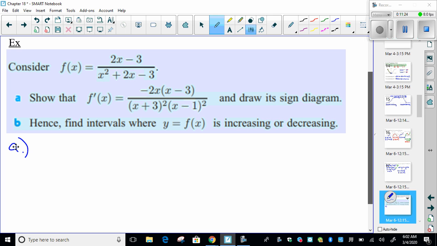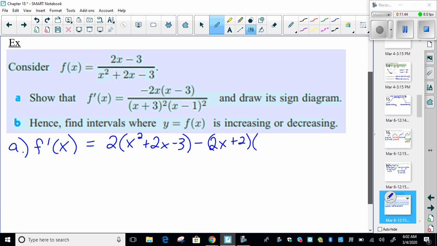So to find the derivative, f prime of x, I'm going to have to find the derivative of both the numerator and the denominator. So I know that it is the derivative of the numerator, 2, times the denominator, minus the derivative of the denominator times the numerator, all over the denominator squared.